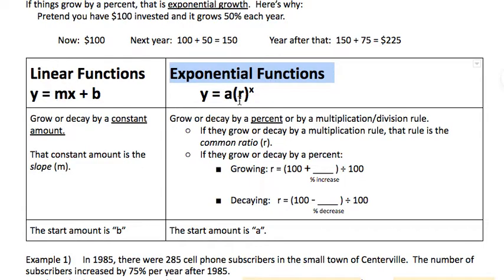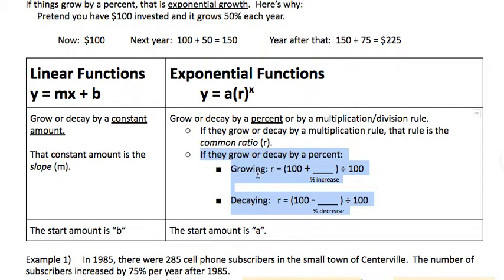So if you get 4 times as many of whatever, well then r is 4. Or if you get half as much, well then r is a half. But if it's growing by a percent, then we have all of this down here that I'm going to go over. But it really resembles what we did up here.